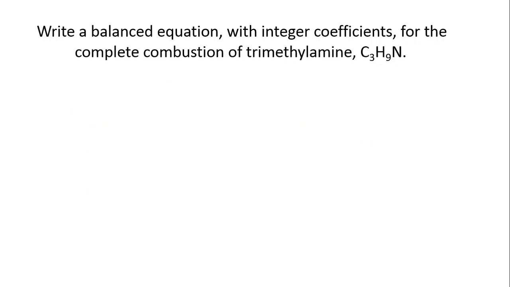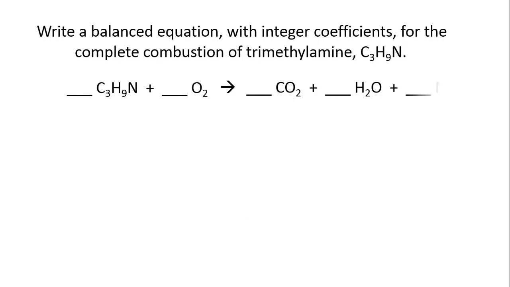The next example asks us to write a balanced equation with integer coefficients for the complete combustion of trimethylamine, C3H9N. We know that the reactants will be trimethylamine and dioxygen. We need to know that the products will be carbon dioxide, water, and nitrogen dioxide. That is the chemistry part of the problem. The rest is solving the number puzzle.